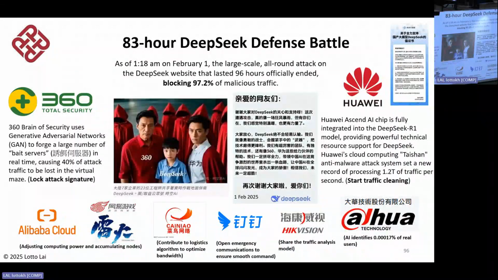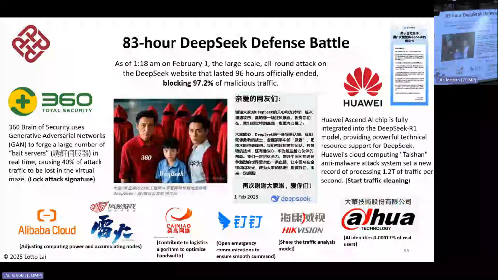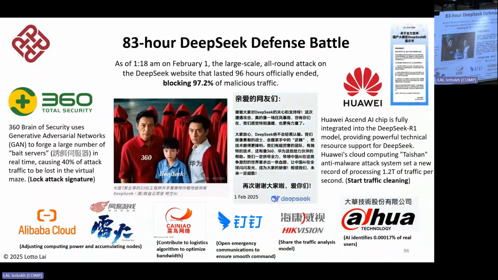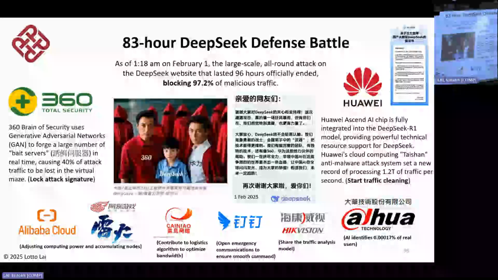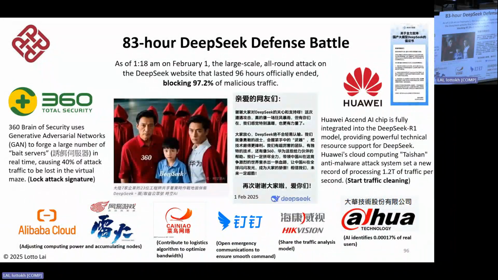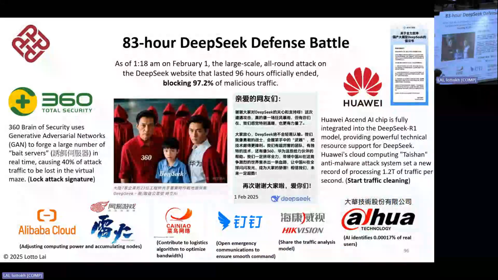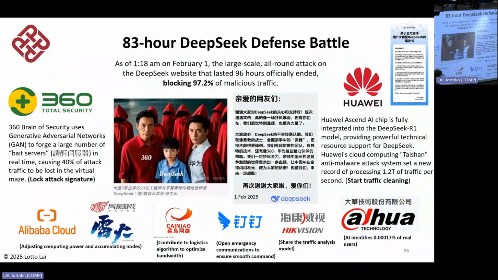And from the newspaper, we can see Alibaba Cloud and this Wang Yi, I don't know the English, adjusted the computing power and accumulated the load. Another contributed a logistic algorithm to optimize the bandwidth. DingTalk opened emergency communications to ensure smooth command. And Vision, I don't know, this is a monitoring company, will share the traffic analytics model.